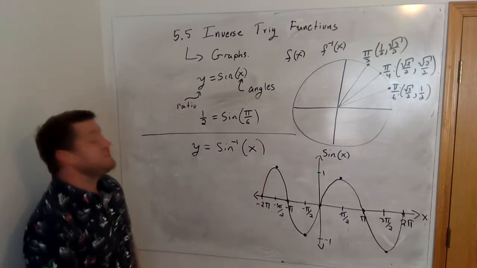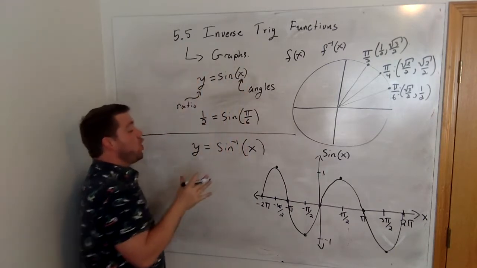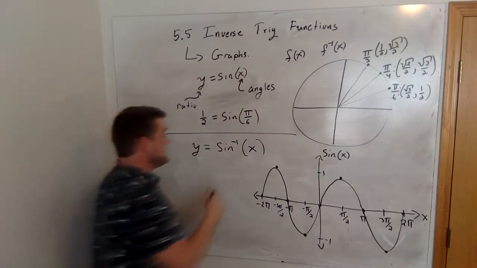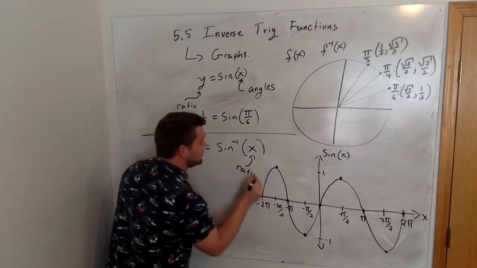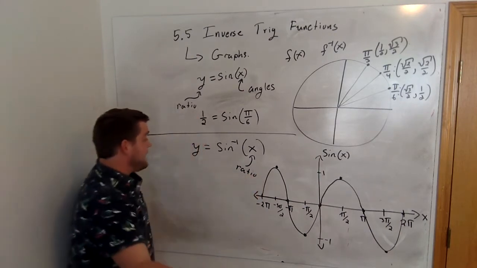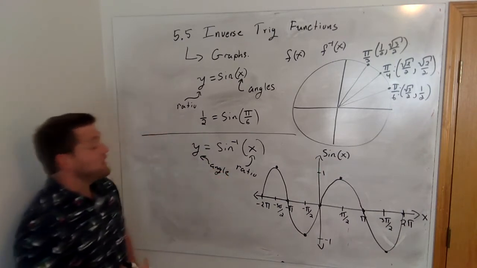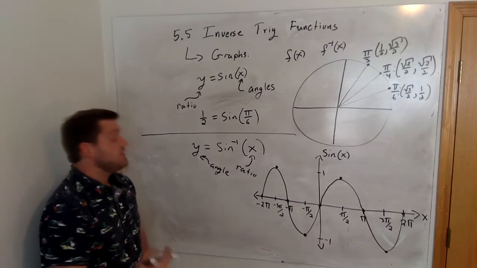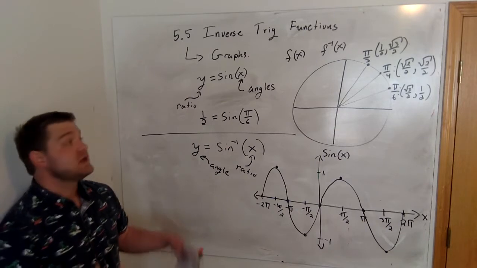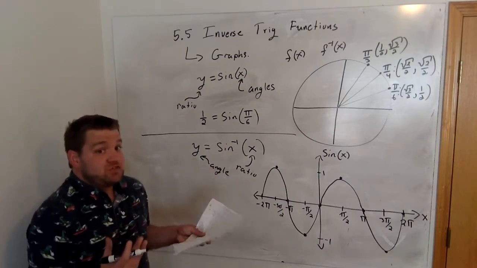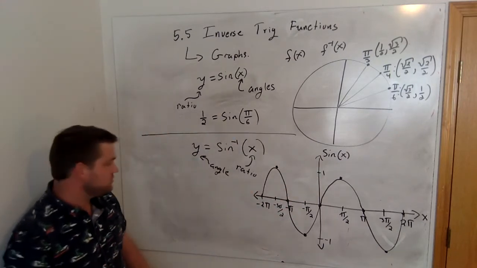Notice for sine, what does sine eat? Sine eats angles, and it spits out a height on the unit circle. What does sine inverse do? It does the opposite. It eats heights on the unit circle, or a ratio of opposite to hypotenuse, and it's going to spit out an angle. Whenever you are thinking about trig functions, the inverse trig functions spit out angles. Trig functions eat angles, they spit out ratios. Inverse functions eat ratios and spit out angles.